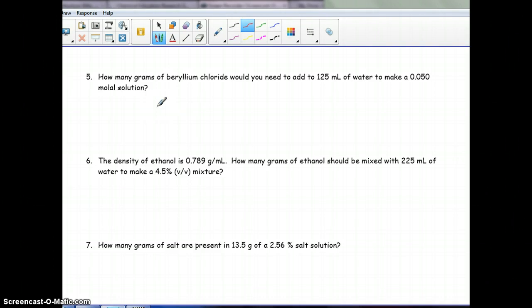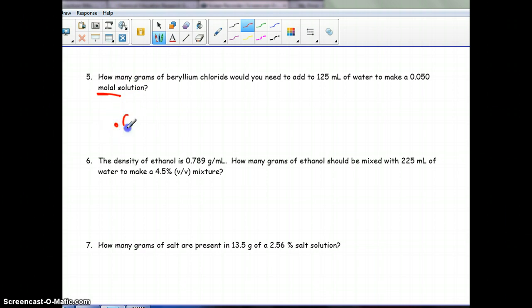In this podcast, I'm going to cover questions 5 through 10 of your solutions packet and where it pertains to solution concentration. All right, so first off, it says how many grams of barium chloride would you need to make 125 mils of water? You add 125 mils of water to make a 0.05 molal solution. Molal just means molality. So basically what we're looking for is the moles, and then we'll convert it to grams.